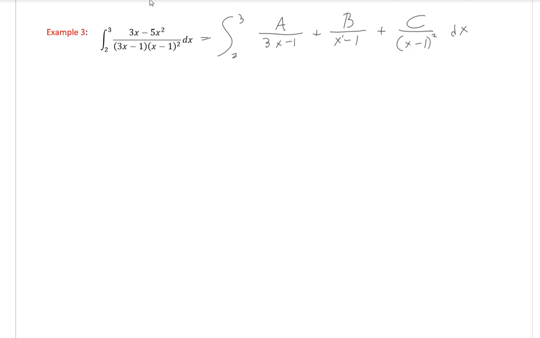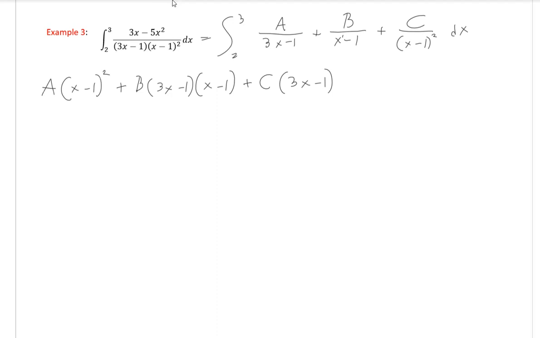So here we have 3 numbers we're going to solve for. And again, what we're going to do is multiply each of the numerators by the other denominators. So that means I'm going to multiply A by x minus 1 squared, because that's what I would get from here. So I'll say A times x minus 1 squared. I'm going to multiply B by 3x minus 1 and one term of x minus 1. And I'm going to multiply C by just 3x minus 1.